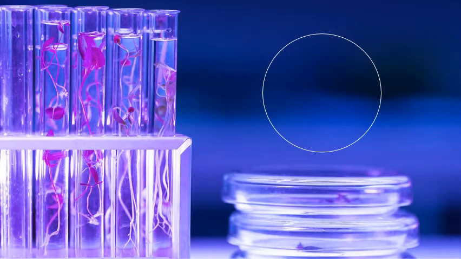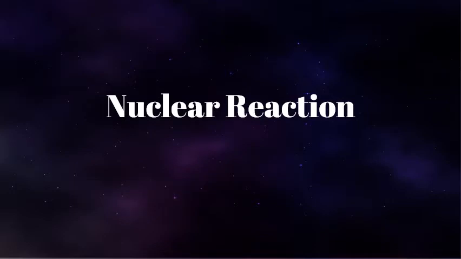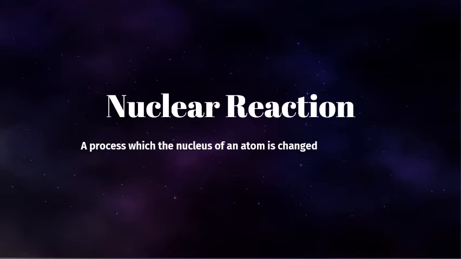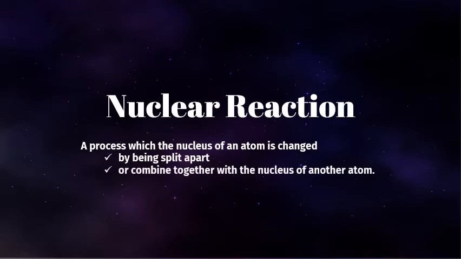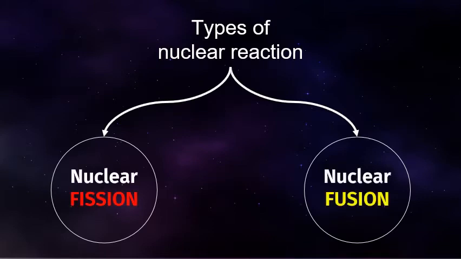Now, let's start with nuclear reaction. Nuclear reaction is a process in which the nucleus of an atom is changed. There are two possibilities of change, either by being split apart or combined together with the nucleus of another atom. Nuclear reaction is divided into two types. First, nuclear fission. Second, nuclear fusion. After this, we will go deeper and see the difference between both of them.